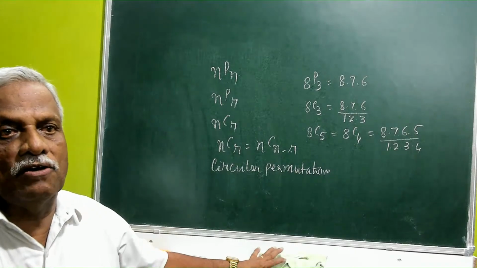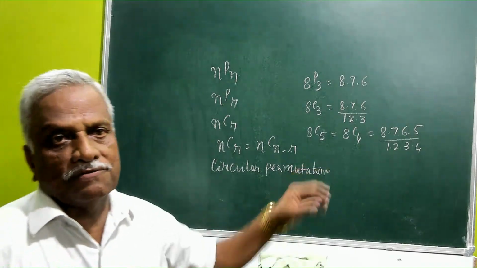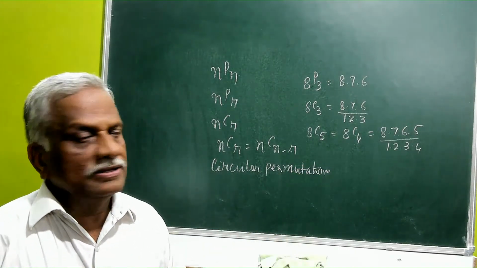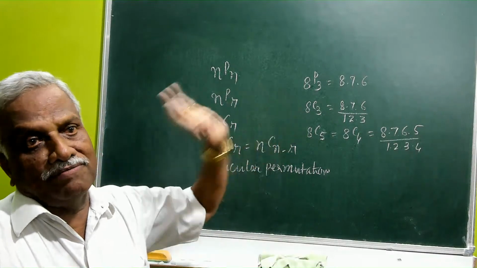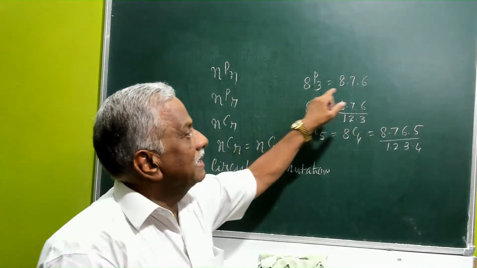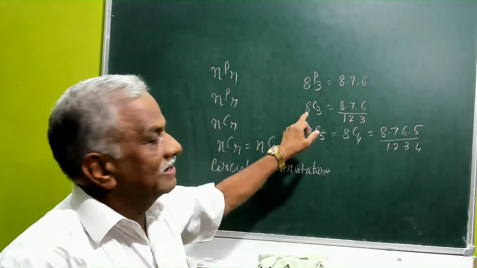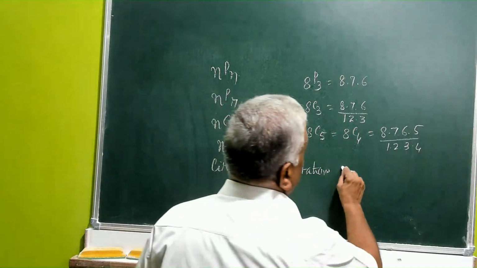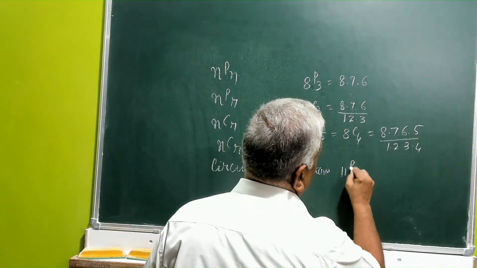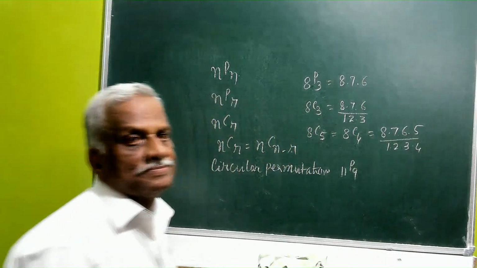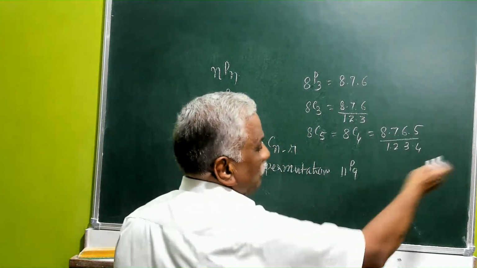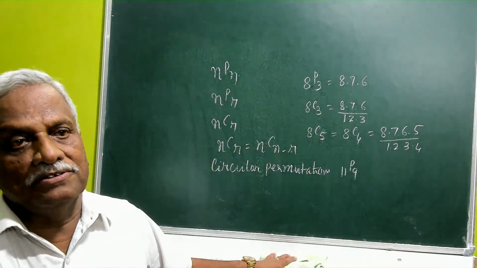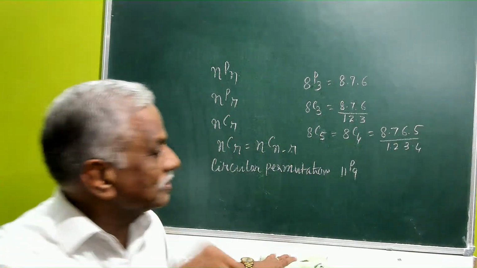So I have explained how to find the values of nPr in a simple way. 8P3 is just 8 into 7 into 6, whereas 8C3 is 8 into 7 into 6 divided by 1 into 2 into 3. Supposing I want 11P9, you are going to write 11 into up to 9 terms.